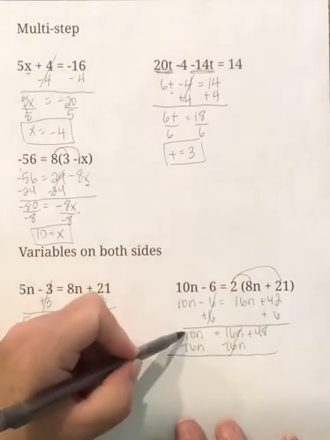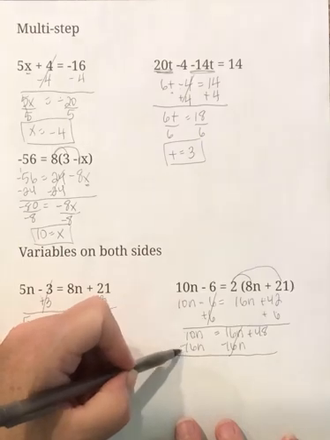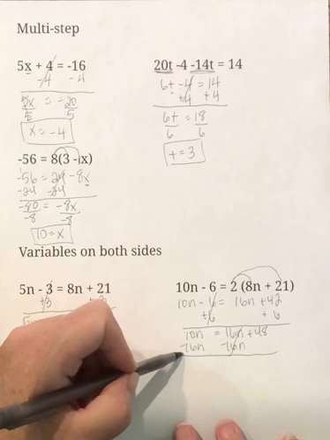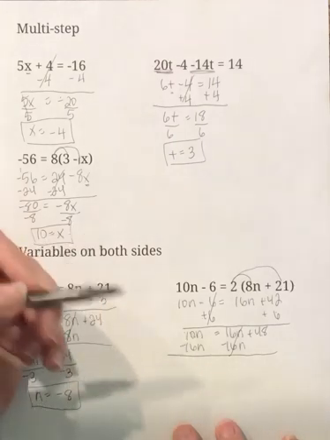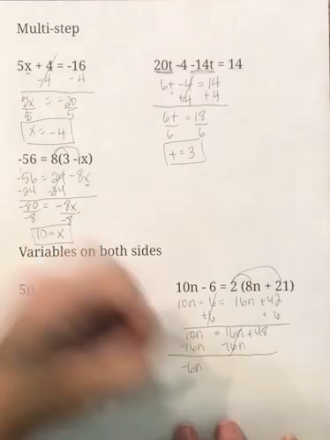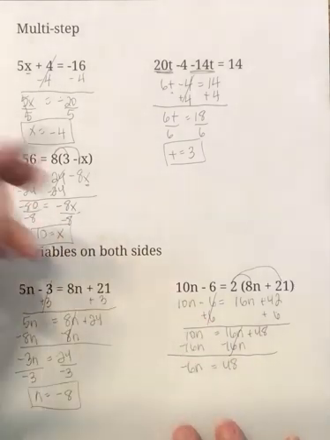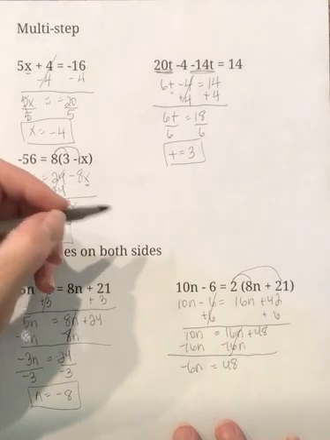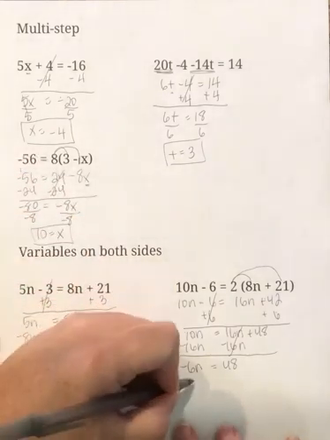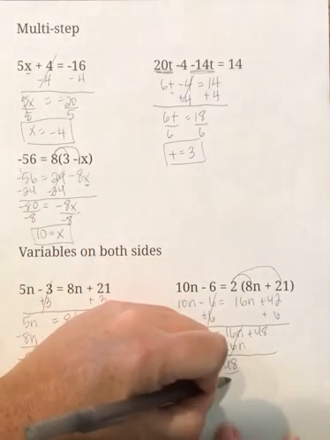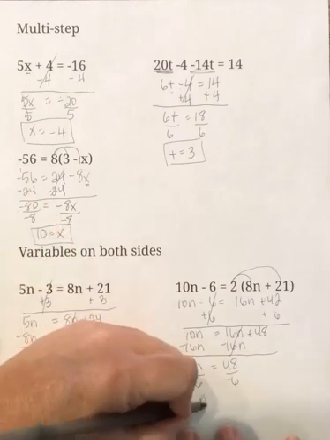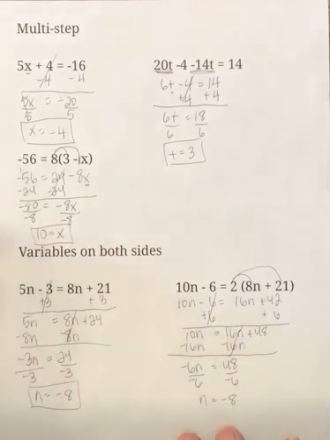Then I have a +10 and a -16. Different sign, difference. The difference is 6. And since the 16 was the bigger number and it was negative, that's going to be negative also. Equals 48. Remember, that was positive. And then lastly, divide away my coefficients. Divide by -6, divided by -6. So n equals -8 also.